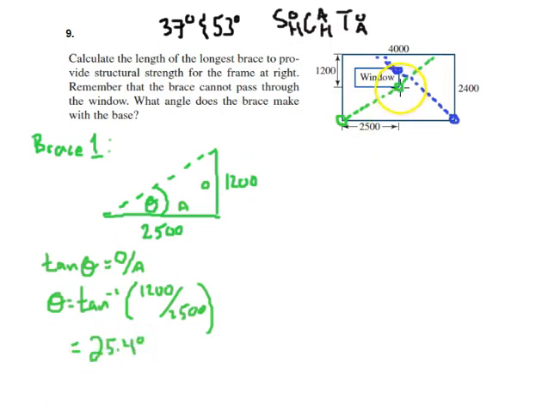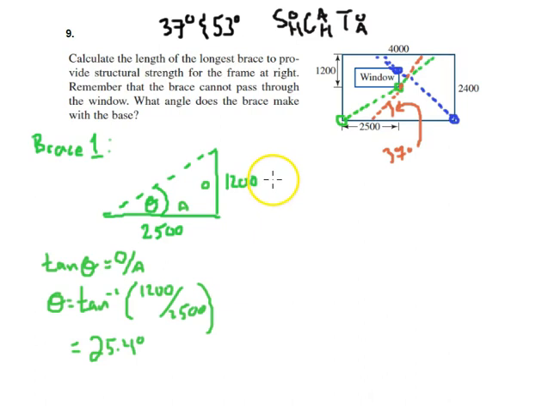So basically I know that I can't do this brace here. What I do know is I can put a 37 degree brace somewhere in here. So I'm actually not going to check this, because I can start from here, go down at a different angle, and force it to be 37 degrees. It's going to miss the window, and then it's going to go up to here.